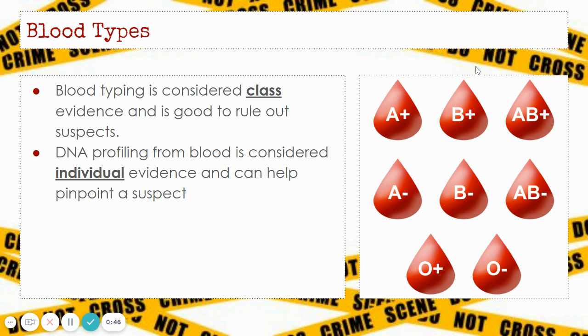All right, blood typing. Blood typing is one test we can do with blood, and it is considered class evidence, and it's really just good to rule out suspects. It's very cheap and very quick to do, so that's usually the first thing they do, and we can eliminate any suspects that don't match whatever blood type we found. DNA profiling can also be done with blood, and that would be considered individual evidence because it can help to pinpoint a specific suspect. So blood can't easily fit into one particular category. It can be either one, depending on the types of tests that we run on the blood that we find.